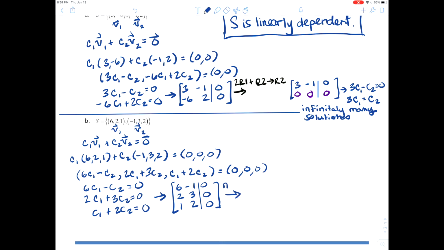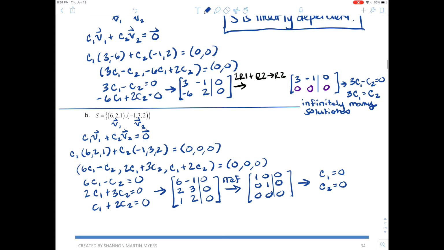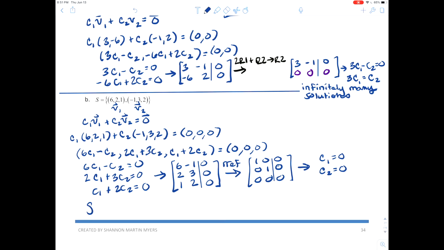And the RREF form is going to be 1, 0, 0, 0, 1, 0, and 0, 0, 0. And bringing that back into a system, what does that mean? That means that C1 is 0 and C2 is 0. So what do you think about this? Beautiful. S is linearly independent because it got the trivial solution. So linearly independent.